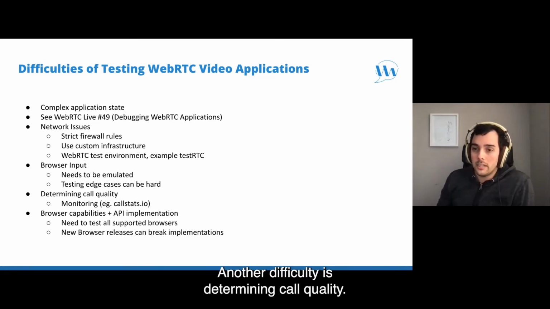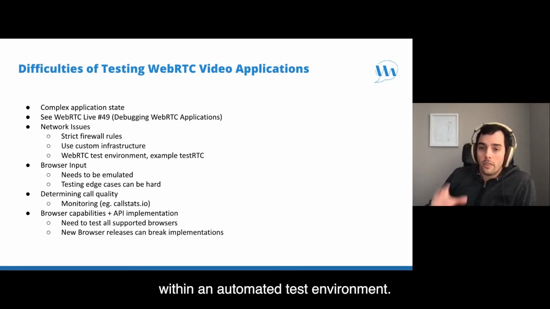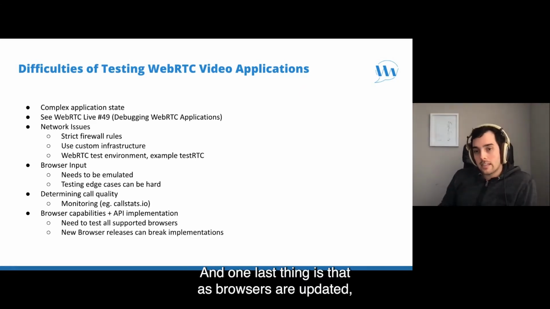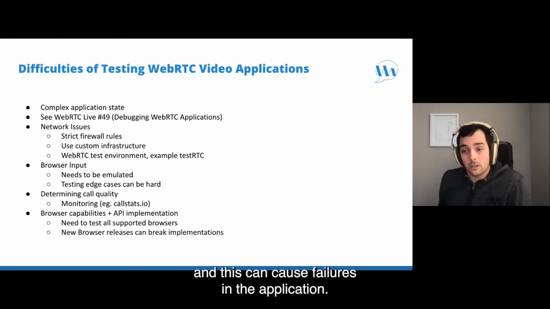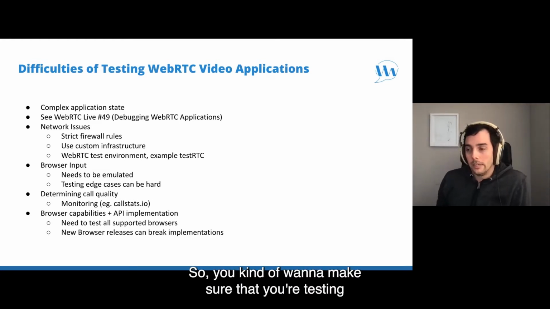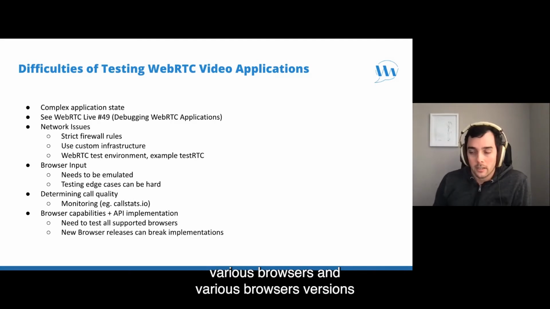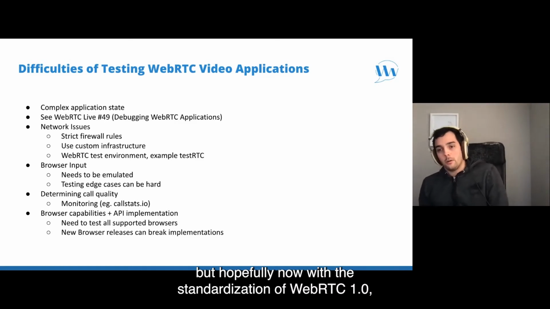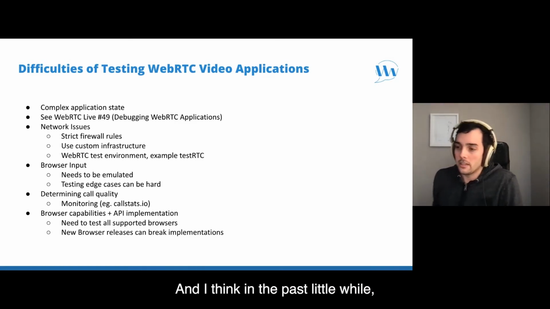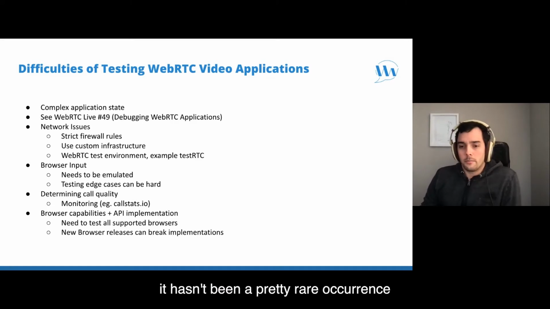Another difficulty is determining call quality. That can be pretty difficult within an automated test environment. And one last thing is that as browsers are updated, some APIs may change, and this can cause failures in the application. So you want to make sure that you're testing various browsers and various browser versions. But hopefully now with the standardization of WebRTC 1.0, this can be a rare occurrence. And I think in the past little while, it has been a pretty rare occurrence.